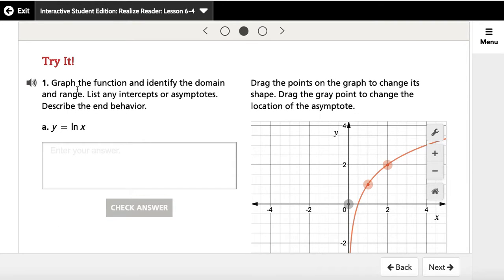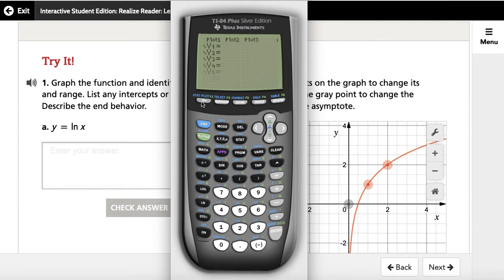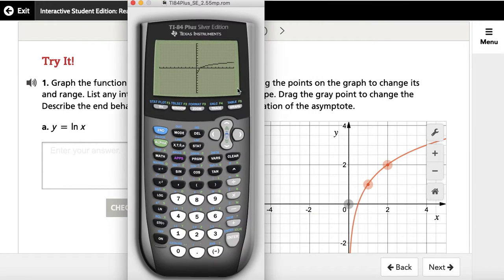Let's see what we have here. Graph the function, identify the domain and range, list any intercepts and asymptotes, describe end behavior. I'm not sure how they want us to do this. We could graph e to the x and then do the inverse of it, but I'm just going to type in the natural log of x and then look at it. Maybe we can do a table set and decide where the graph goes. Let me go with starting at 0, going up by 1. That looks pretty good. Make that table.